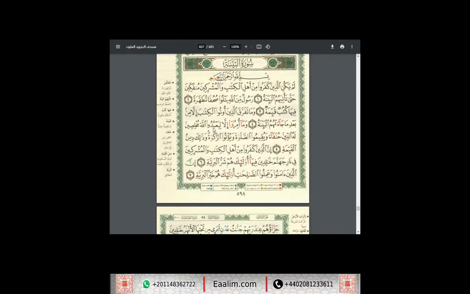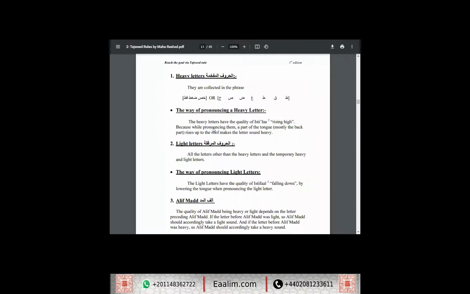Then inshallah, we have to explain Tajweed rules. We divided the Arabic letters into three sections. Number one for heavy letters, number two for the letters that sometimes come to be light and sometimes come to be heavy, and number three for light letters. So inshallah today we study together the heavy letters, and those are seven letters collected in a phrase, khussa dawtin qil. Inshallah we will know it in all details and how to pronounce the heavy letters and so on, inshallah.